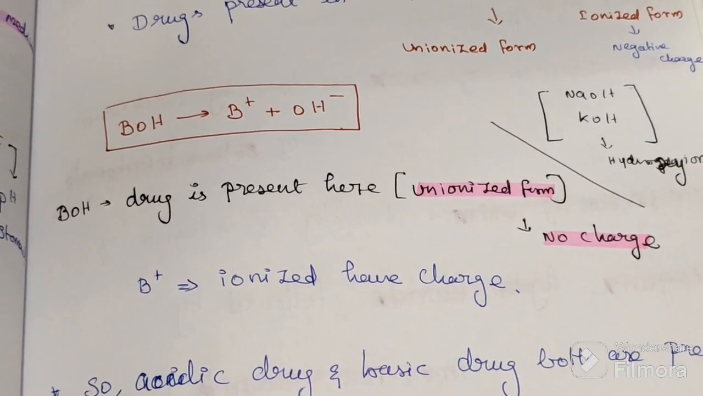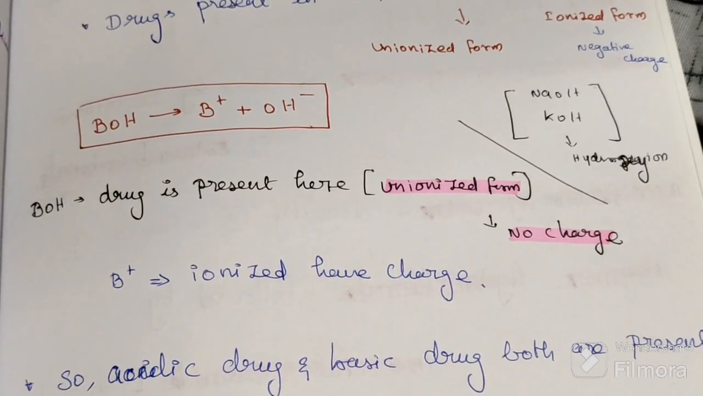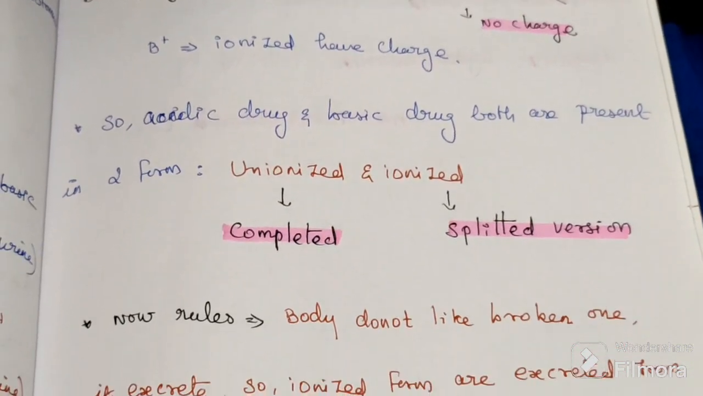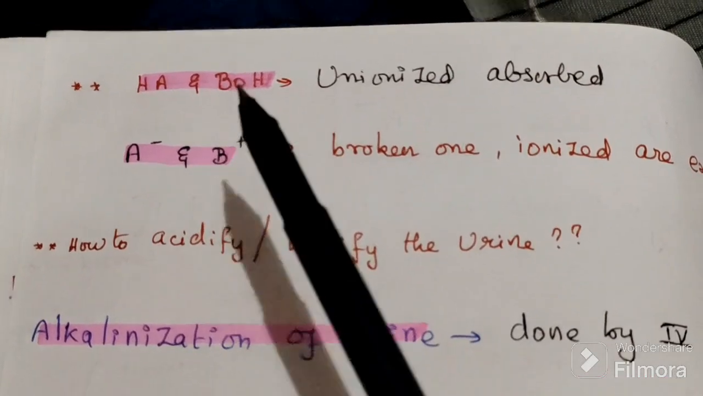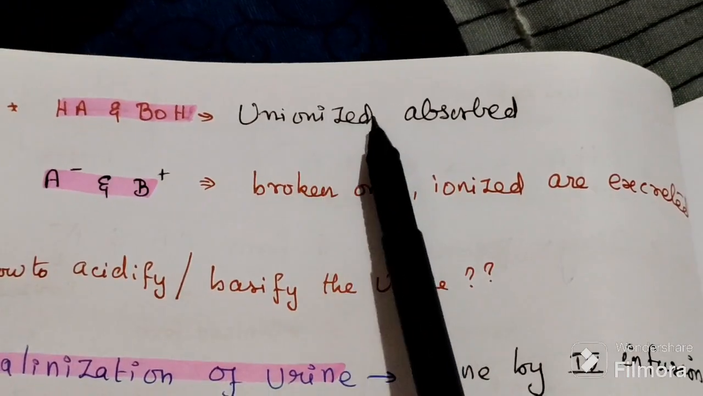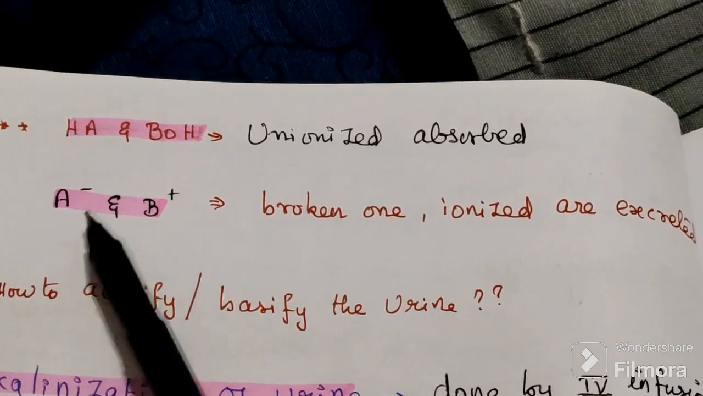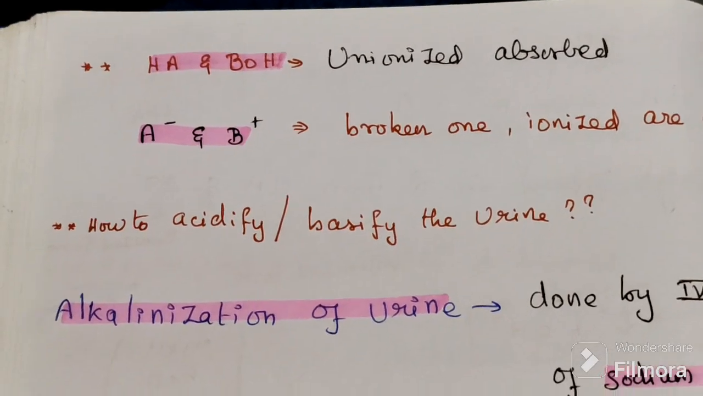This is the effect of pH. This is the golden rule of absorption and excretion of drugs. These two unionized things will be absorbed into our body. This one is the broken, split one. This is the ionized form, excreted from our body.